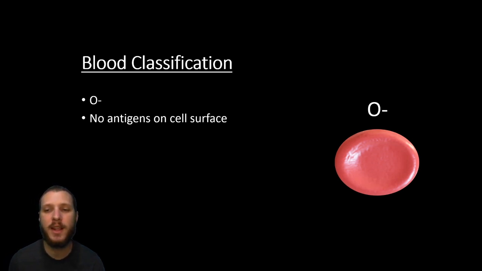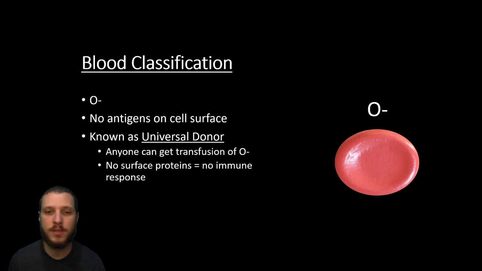O negative means that there are no proteins on the surface of this red blood cell. So this is important because when we donate blood, the fact that we have no proteins on the outside makes O negative people what we consider universal donors. This means that we can give blood to anybody with any blood type because since there's no proteins on the outside, it's not going to raise an alarm in someone's immune system. So the red O-negative blood cell can just pass through undetected, do its job perfectly.